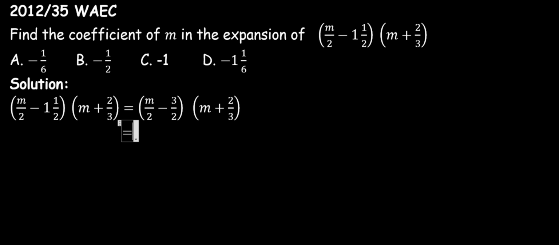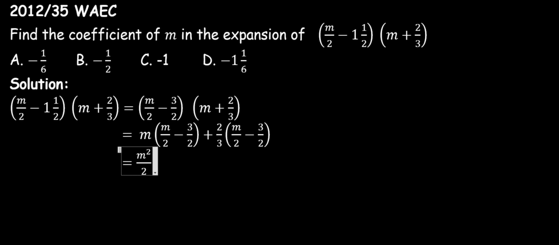Next, we can now split out one of the brackets over the other one. The one that has plus will be easier to multiply against the one that has minus. And then we have m into (m divided by 2 minus 3 divided by 2), plus 2 divided by 3 into (m divided by 2 minus 3 over 2). When we open up the bracket, the result will be m squared divided by 2 minus 3 divided by 2 m plus m divided by 3 minus 1. What just happened there in the second bracket? Once the 2 divided by 3 multiplies the first item, 2 will cancel out. Similarly, when you multiply the second item, 2 will cancel out.